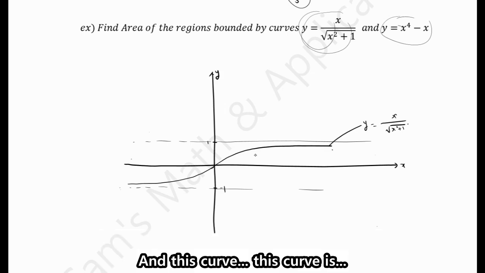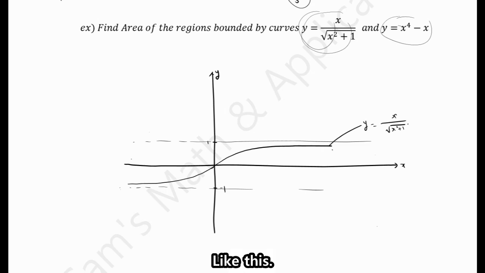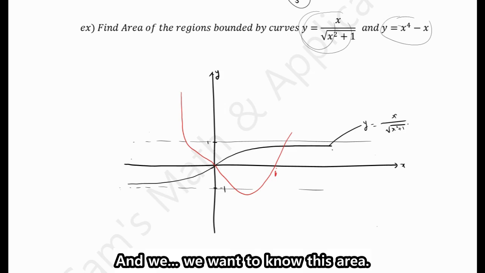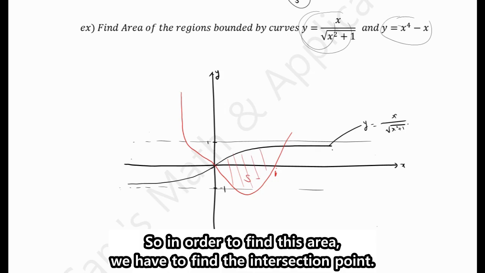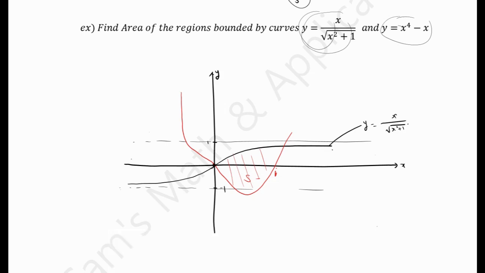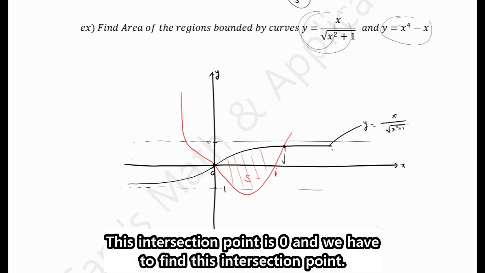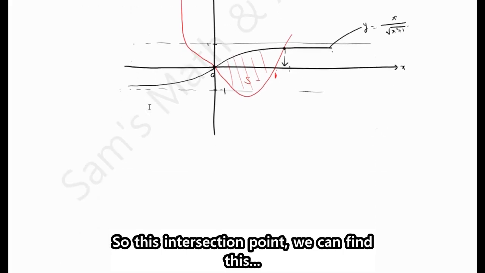And this curve is like this. This is 0. This is 1. This is 1. And you want to know this area. So in order to find this area, we have to find the intersection point. This intersection point is 0, and we have to find this other intersection point.